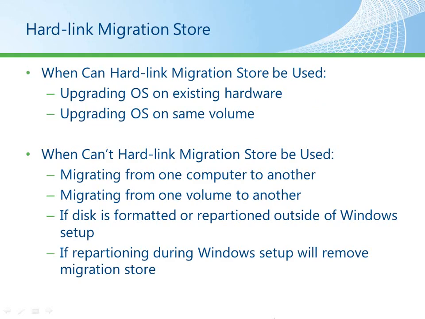So today we're talking about the Hard Link Migration Store. And the Hard Link Migration Store is one of the most compelling new features of the USMT. As I've mentioned earlier, it's used for PC refresh scenarios only. So you can only use the hard link switch in the migration if you're deploying to existing hardware. In other words, you're going to put the new operating system on the same machine. So all of the user data utilizing the hard link migration store option stays in place on the local disk.